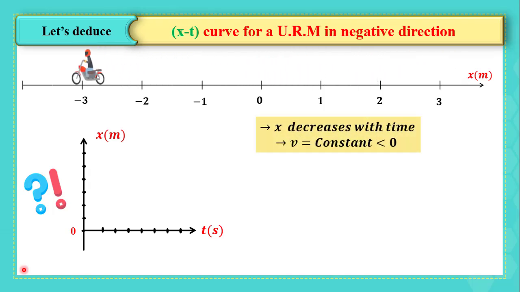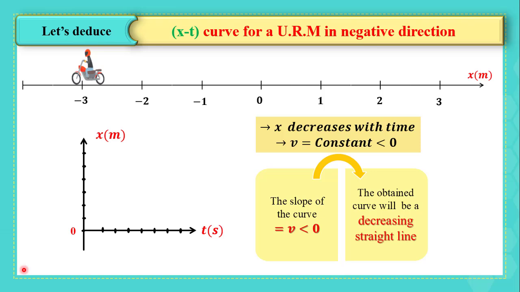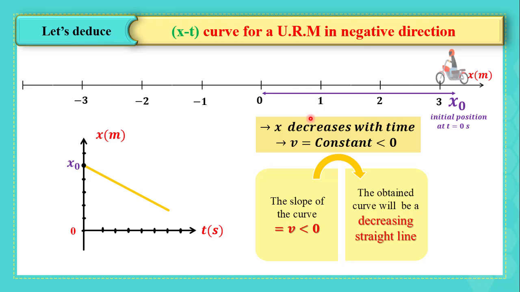In this case, we notice that x decreases with time, which implies that v is negative. Since the slope of the curve, which is equal to v, is negative, the obtained curve will be a decreasing straight line, as you can see in this figure. And also the y-intercept is the initial position x0 at t equal to 0.